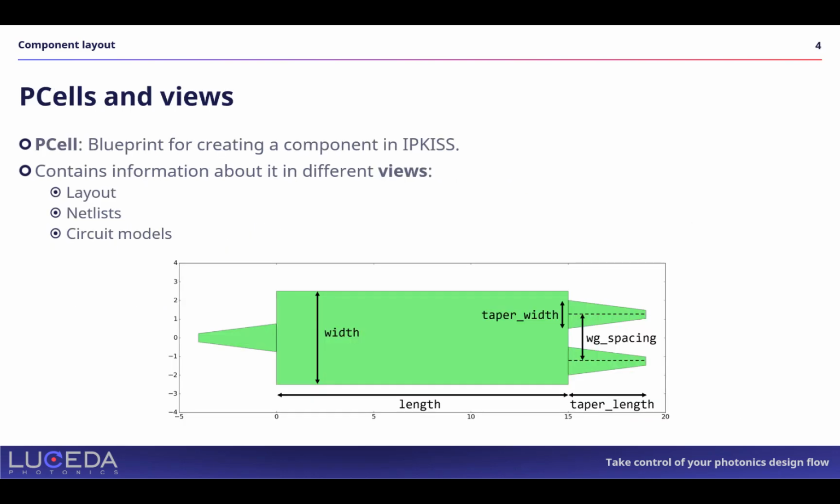To design a component in IPKISS, it is important to understand the concept of a P-cell, or a parameter cell. P-cells contain a set of parameters that are used to characterize the design, or at least a part of it. Once you've chosen a set of parameters for your P-cell, the P-cell can be instantiated. A P-cell is the blueprint for creating a component in IPKISS. It contains all the information about it in different views, layout, netlists, and circuit models.